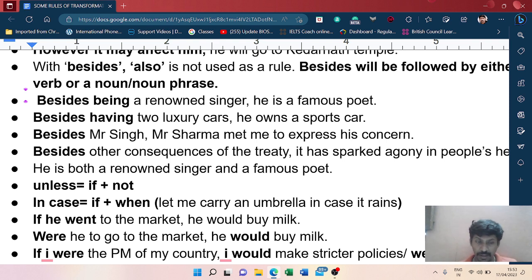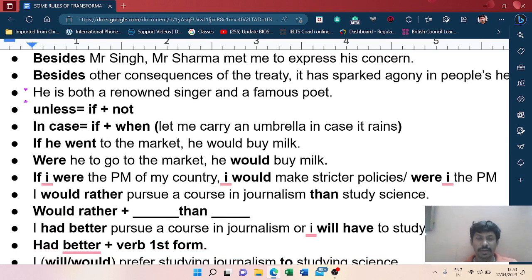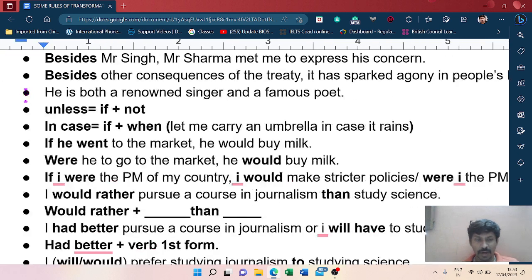Then comes were he to go to the market. So were is followed by to. So were he to go to the market, he would buy milk. If I were the PM of the country, I would make stricter policies. Were I the Prime Minister of the country, I would have made stricter policies.